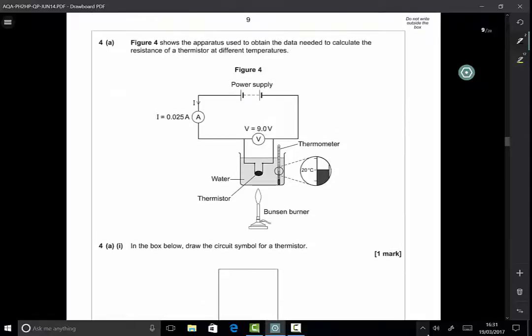Okay, 4A, whoa, electricity question. Here's a circuit diagram showing the apparatus needed to get the data to calculate the resistance of a thermistor at different temperatures. We're given some data in there, which I'm sure we'll need later. So the current, we've got a voltage, and that's at 20 degrees C.